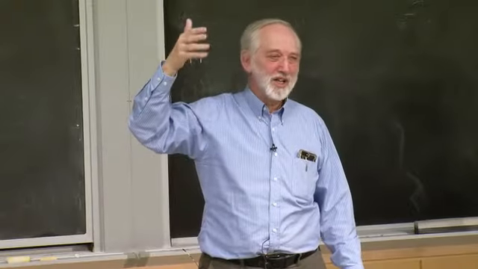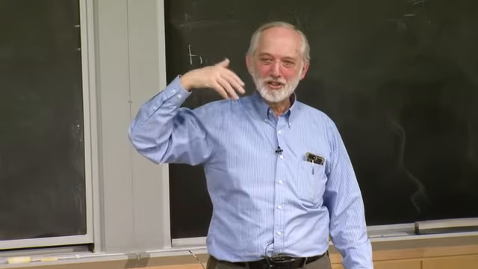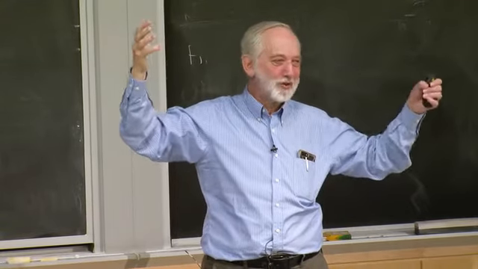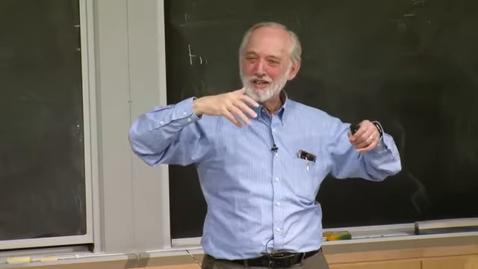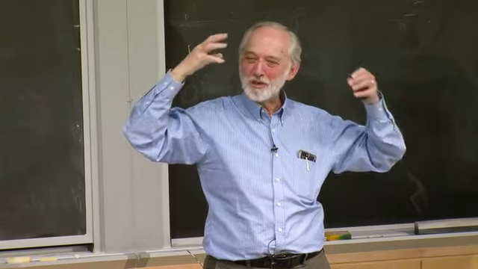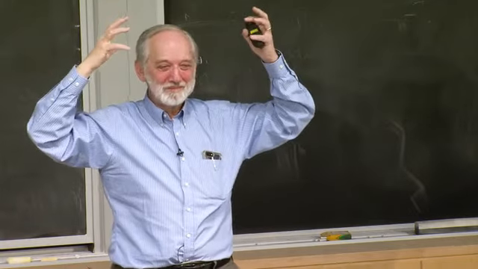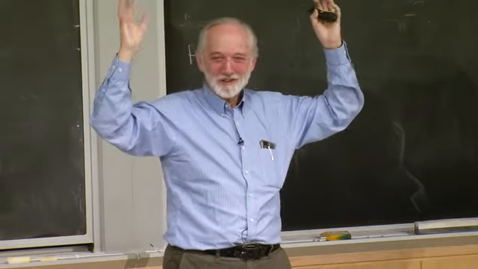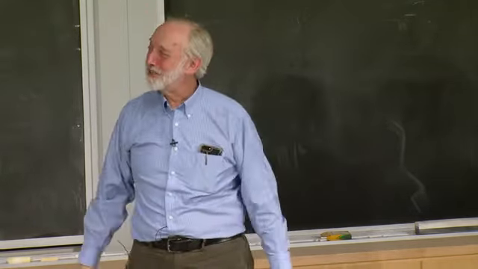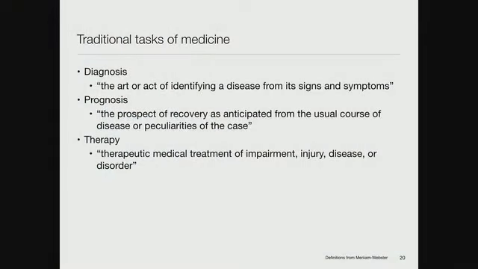So, you know, is this headache going to go away, or is it going to turn out to be a brain tumor that will kill me, or is it going to be, you know, some amoeba that's living in my brain and eating my neurons, or so, you know, all kinds of horrible things are possible. So it's the prospect of recovery as anticipated from the usual course of disease or peculiarities of the case. And then therapy, of course, is what do you do about it?